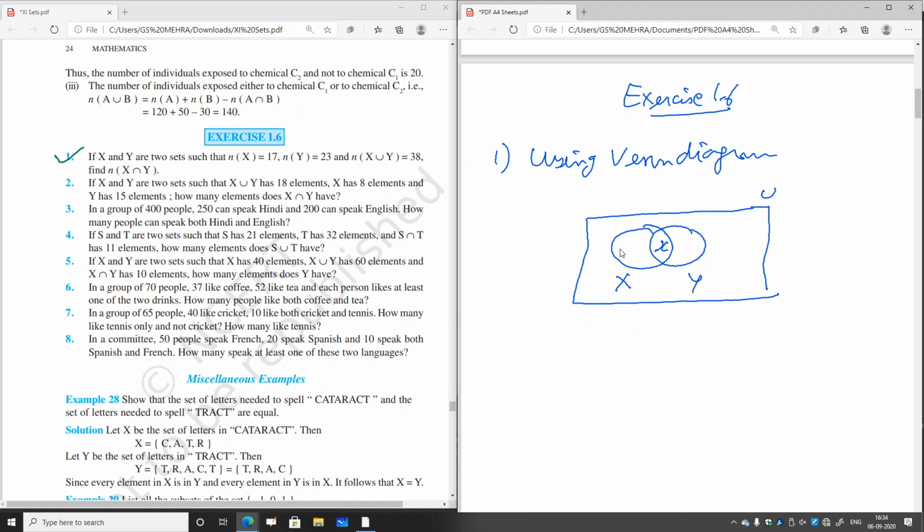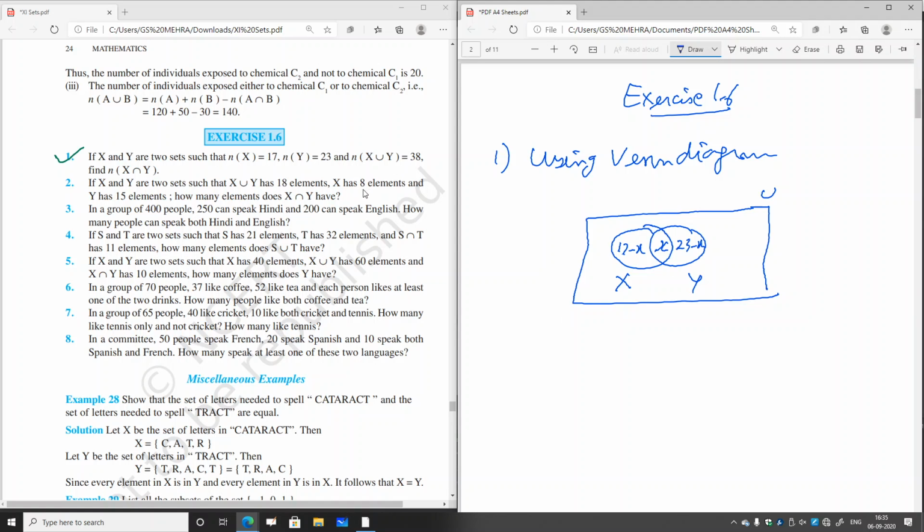So suppose the elements here are, say, small x, then in this portion of X we will have the number of elements as 17 minus x, because total elements are 17. And in the same way, the number of elements in the set Y is 23. This whole circle is 23. Out of 23, x elements are here, so remaining will be 23 minus x.